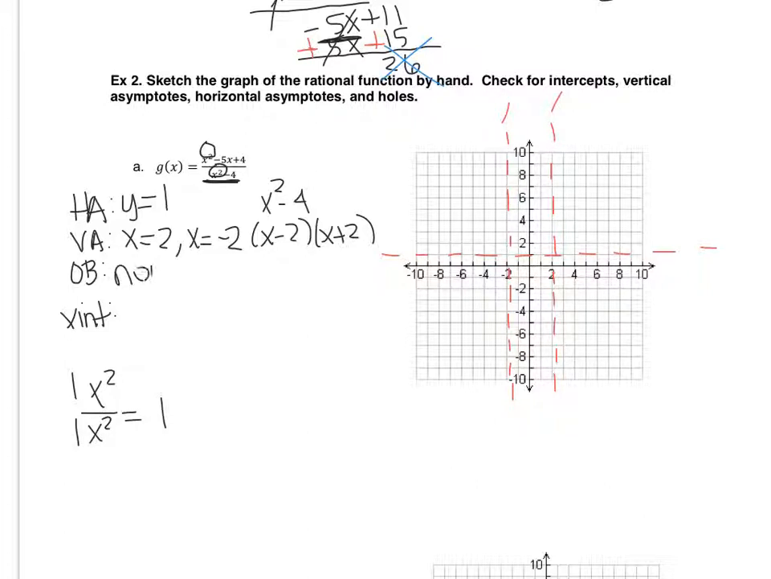We do not have any oblique asymptotes because that would need my power on top to be bigger than my power on bottom, and it's not.